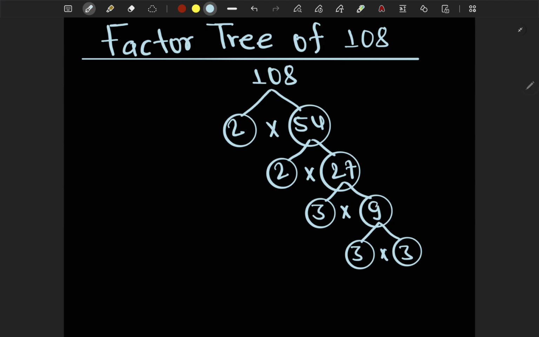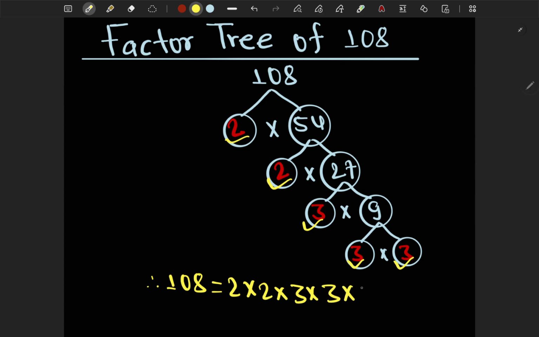So now we have to find out the prime factors in all these numbers. So the prime numbers here are 2, these 2, 3, 3 and 3. So we can write 108 is equal to the product of all these prime numbers, that is, these 2 times these 2 times these 3 times this 3 and times this 3.